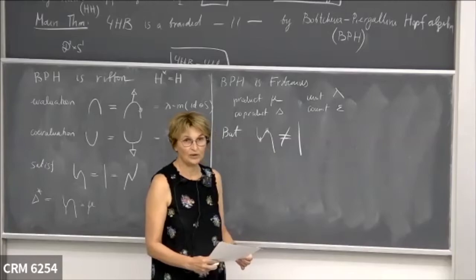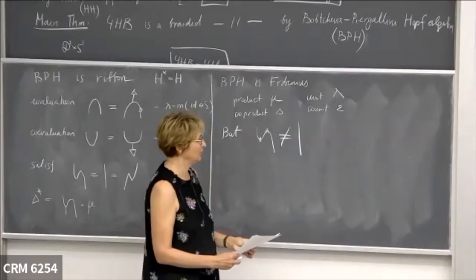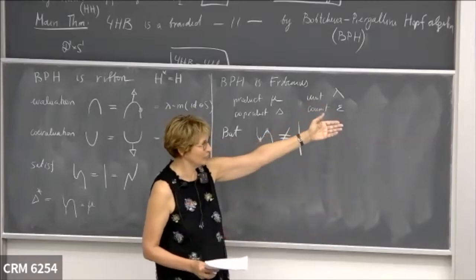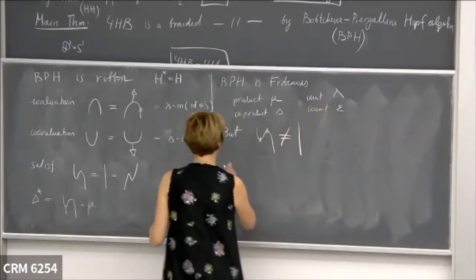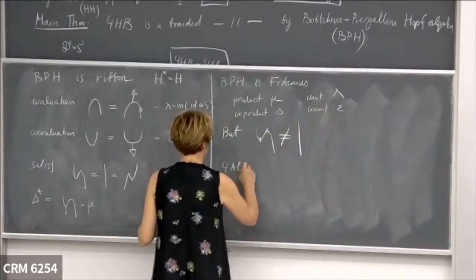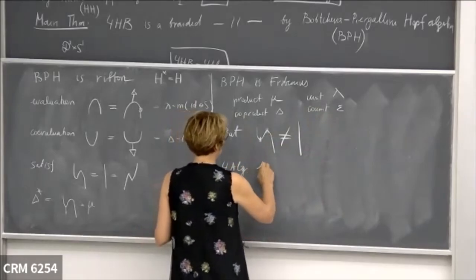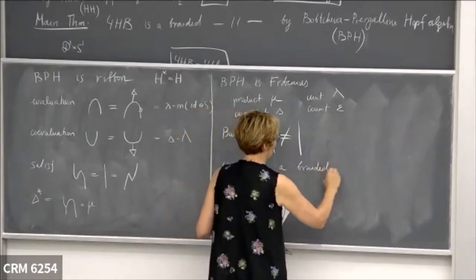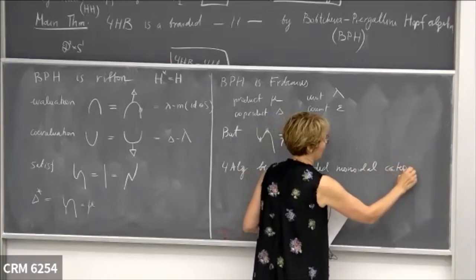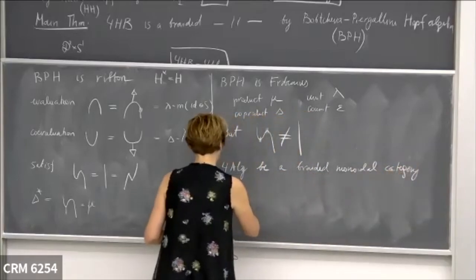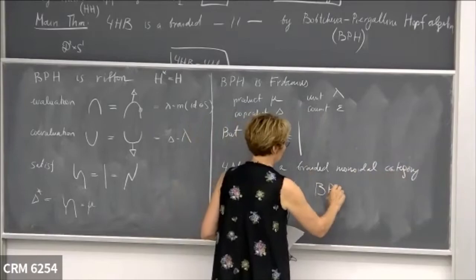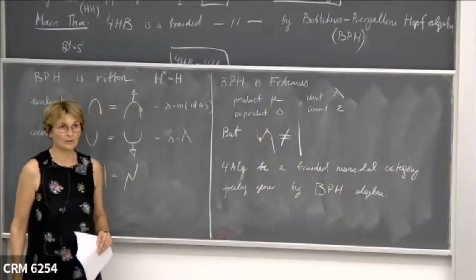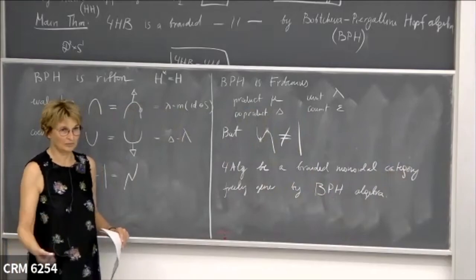So basically, the last lecture will be to define a functor from this 4HB into 4ALK, which is exactly... Let me just define that. 4ALK is the braided monoidal category freely generated by a BPH algebra.